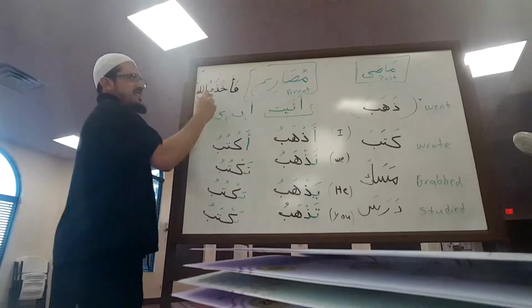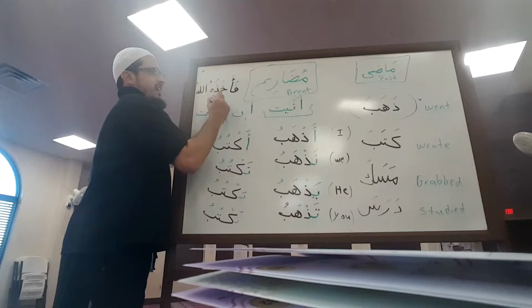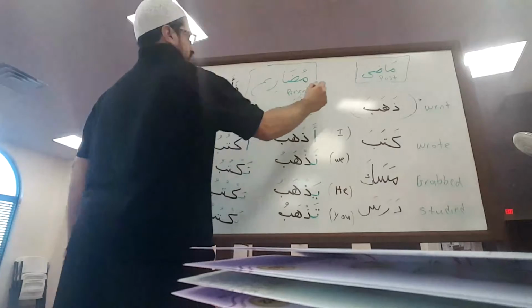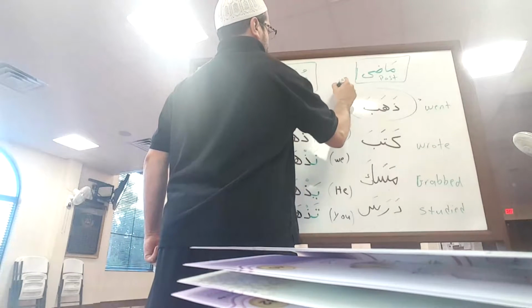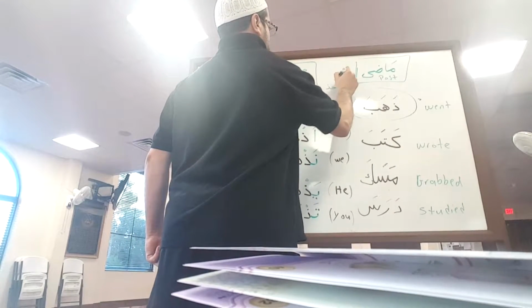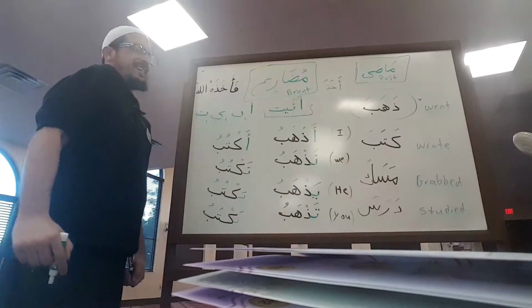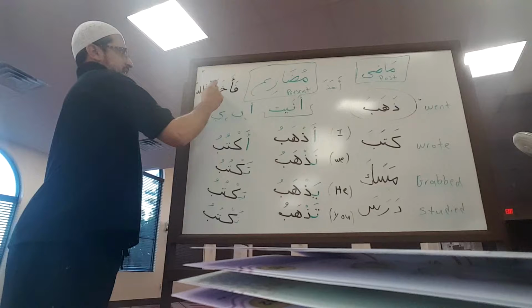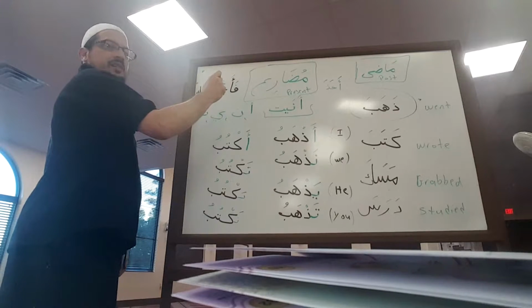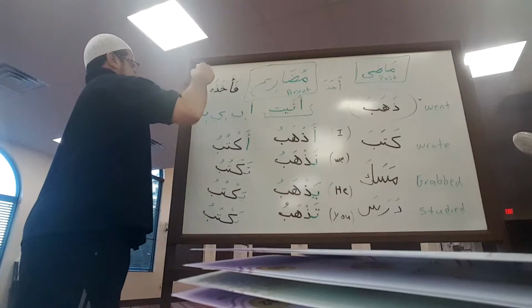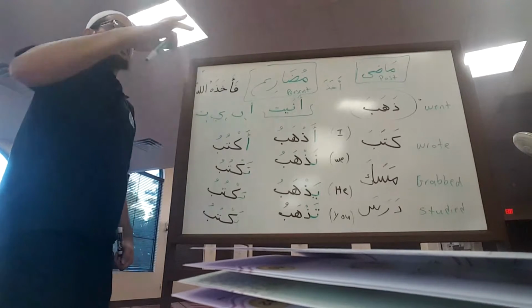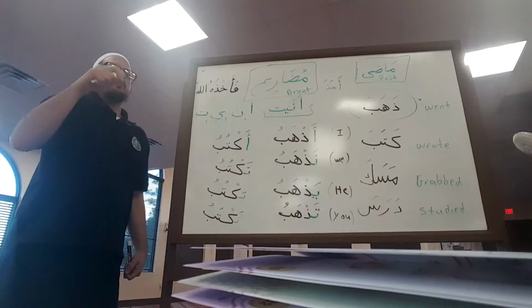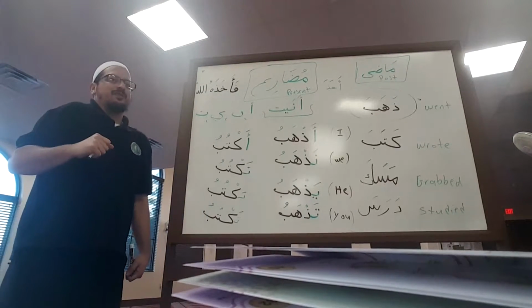So this is akhada, the verb. Fa'akhada. So fa'akhadahu Allah. So Allah grabbed Fir'aun and made him an example for the nations to come.